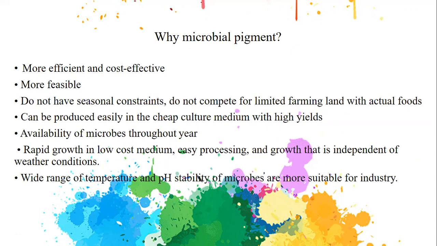Next, let's discuss why we use microbial pigments. They are efficient and cost effective, more easily available and feasible. Weather does not affect their consistency. They do not compete with actual foods for the limited farming land. They can be produced with high yield, have rapid growth in low-cost medium, easy processing, and a wide range of temperature and pH stability, which makes microbes suitable for industry.